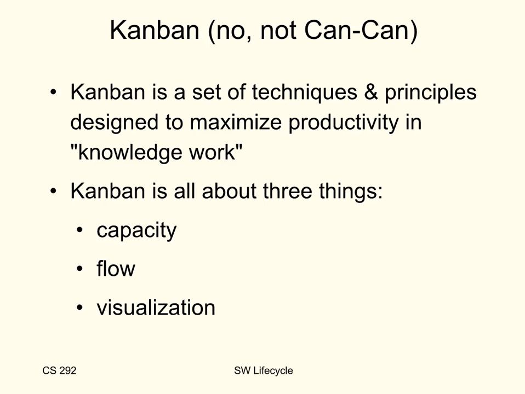And so then there's Kanban. No, it's not Can-Can. Kanban is a set of techniques and principles designed to maximize productivity in knowledge work. It's all about three different things: capacity, as in the capacity of the team; flow, as in the flow of work through the team; and then visualization. How do you actually visualize capacity and flow? We'll see here that this looks remarkably similar to stuff that we've already talked about.